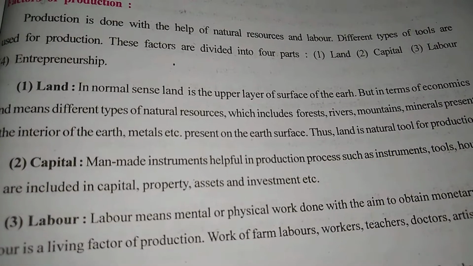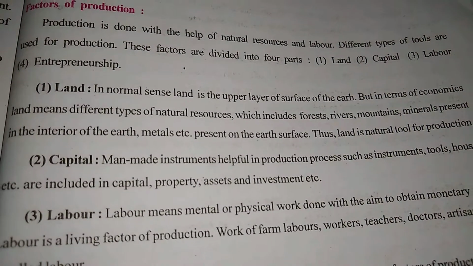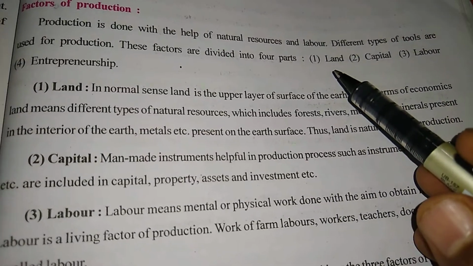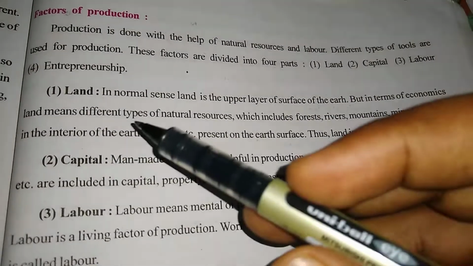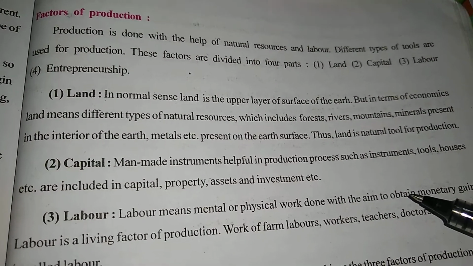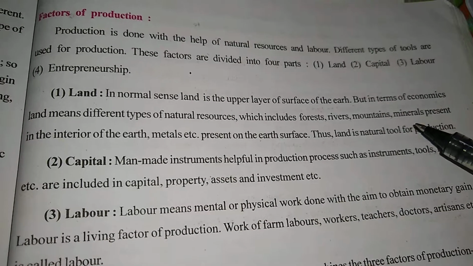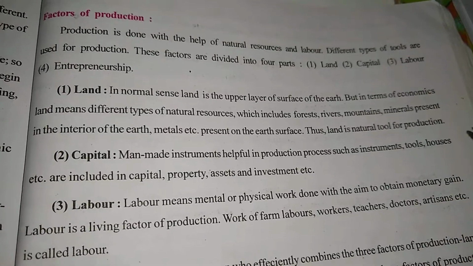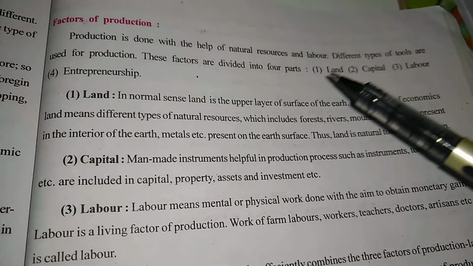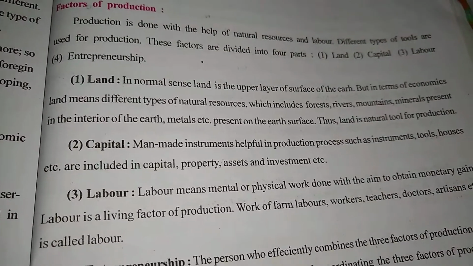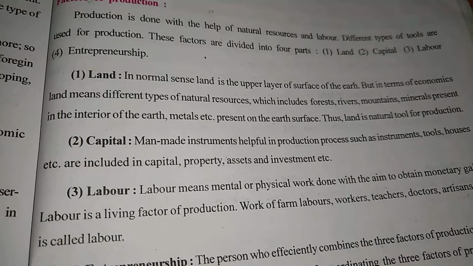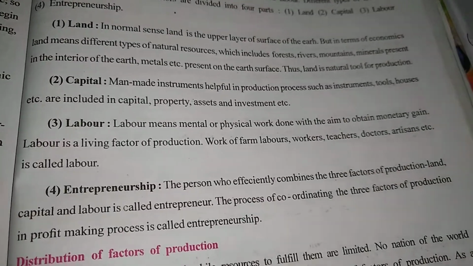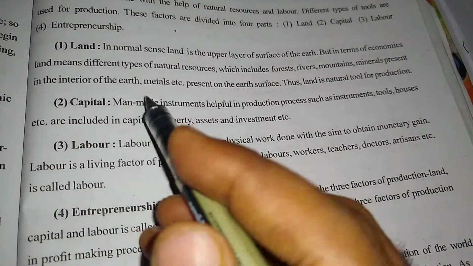Now the factors, these tools, are divided into 4 parts: land, capital, labor and entrepreneur. Whenever anybody in the whole world talks about production, they are using these 4 factors: land, capital, labor and entrepreneur, directly or indirectly. We discuss them term by term. The first word is land.